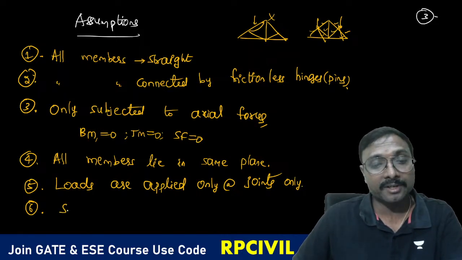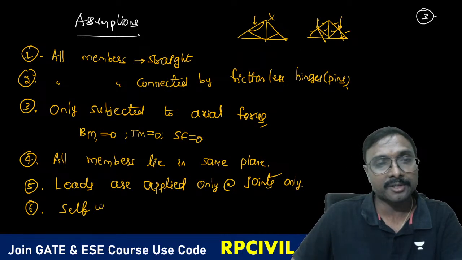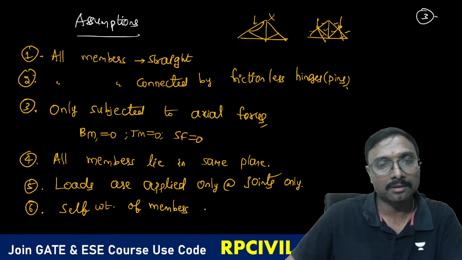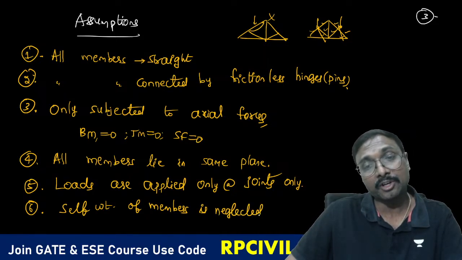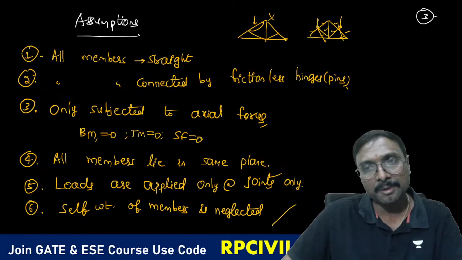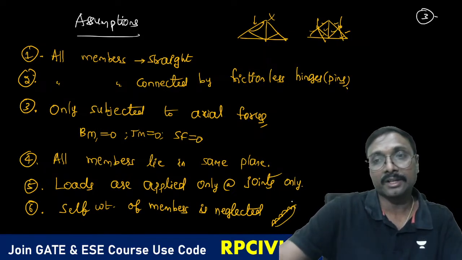Self weight of members is neglected, right? They do have self weight, but we don't consider it. Why? Suppose this is a member, and if you consider the self weight, what will happen? It will result in bending, no?